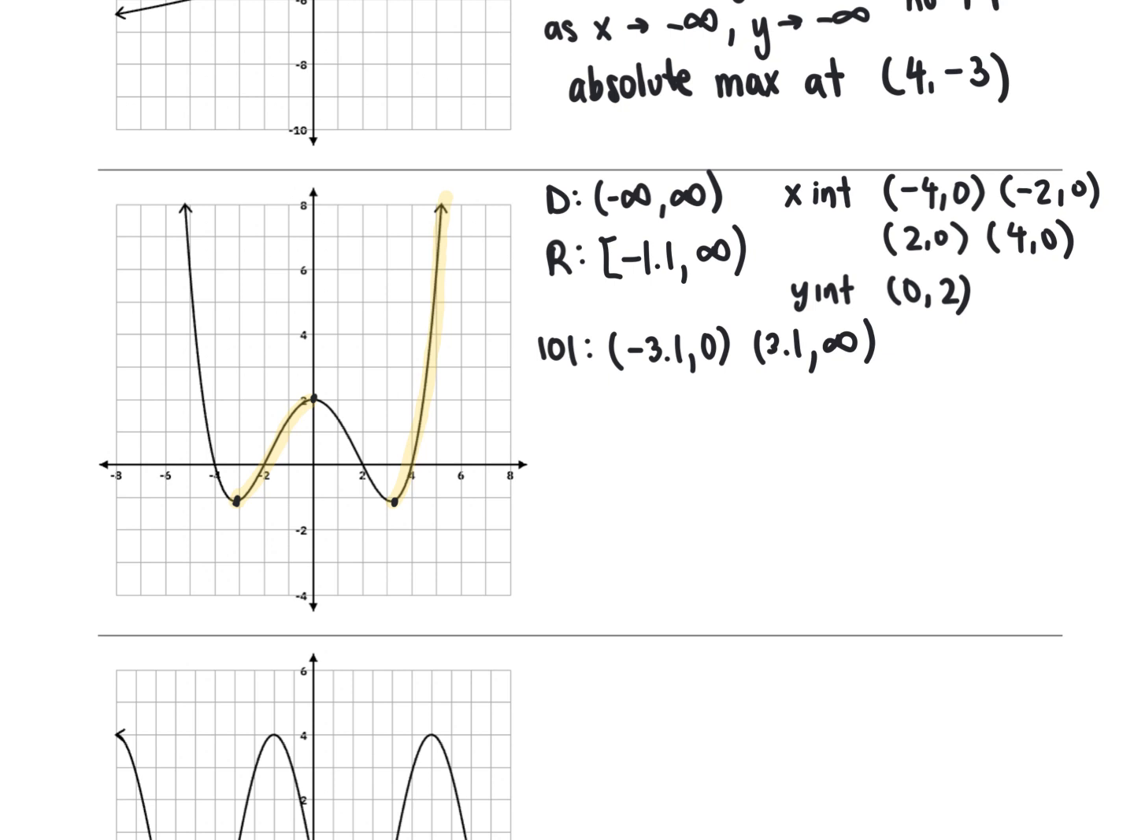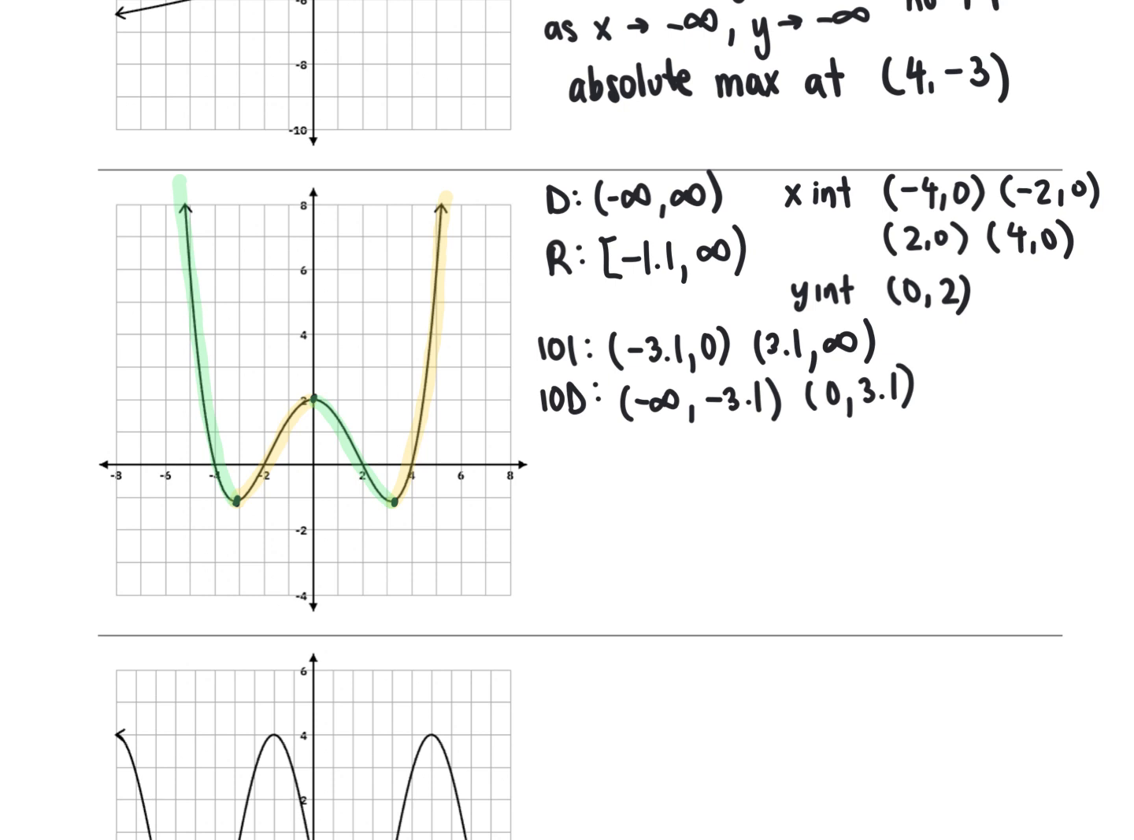The other sections, so from -infinity all the way to that -3.1, we're decreasing from left to right. And then from 0 to 3.1, another interval of decrease. There we go. And again, reading from left to right.